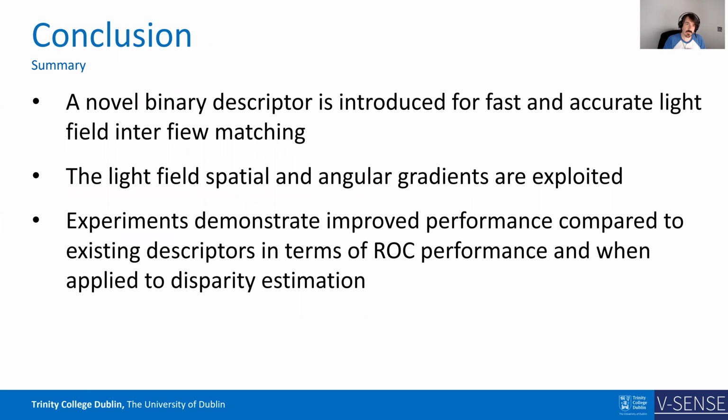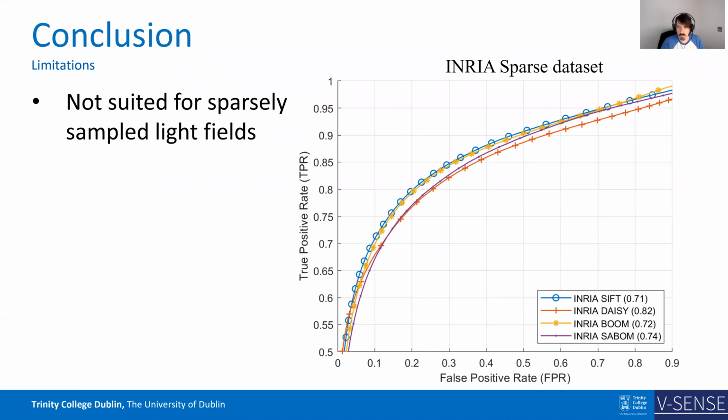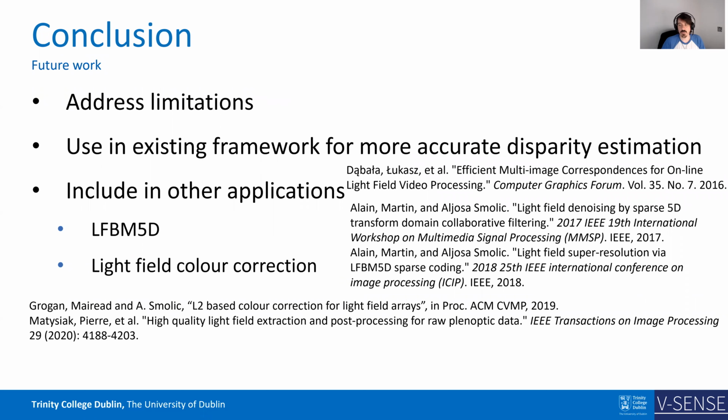So now we're reaching the end of this presentation, and in summary, I presented a novel binary descriptor for light field interview matching, which takes into account the angular gradient information, and our experiments show that it provides a good trade-off between speed and accuracy compared to existing descriptors. One of the limitations due to using the angular gradient is that our proposed descriptor does not perform well on sparsely sampled light fields. So in future work, we would like to address this limitation, and we also believe that our descriptor could be used to improve the performance of other disparity estimation methods or even other applications based on interview matching, such as the example cited here.